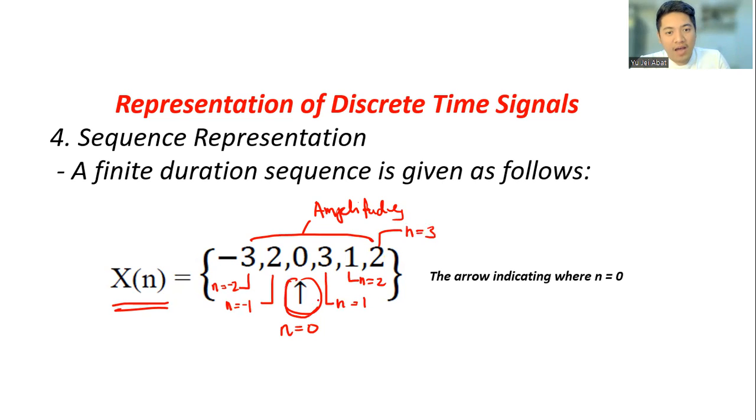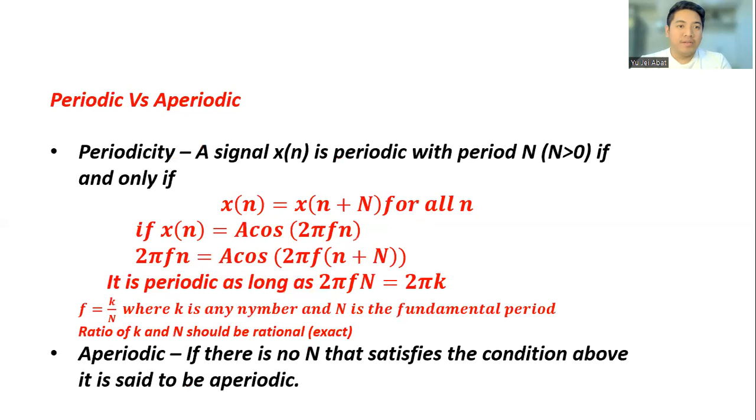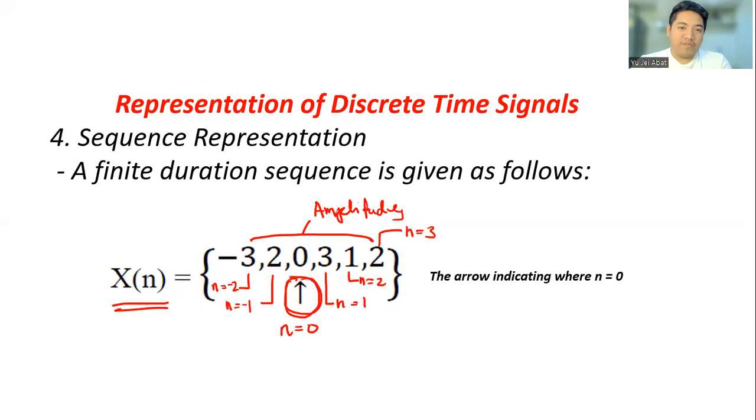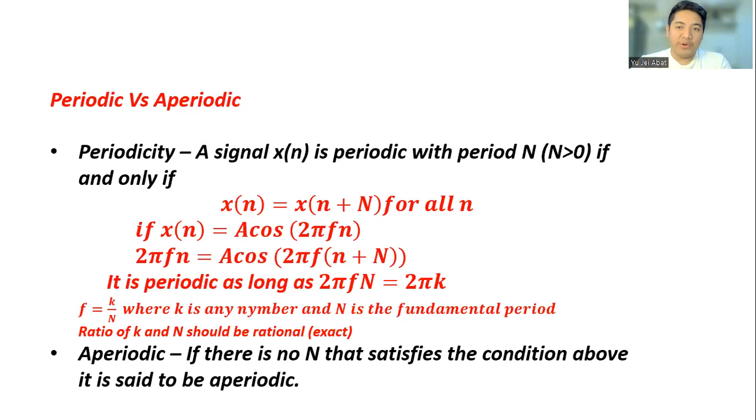So if we see an arrow here, it represents that the signal at that specific value of amplitude is set at n equals 0. The arrow indicates where n equals 0. We also have one property of signals: periodic and aperiodic. When we say periodic, the signal repeats at a certain period N. A signal x of n is periodic with period N where N is greater than 0.